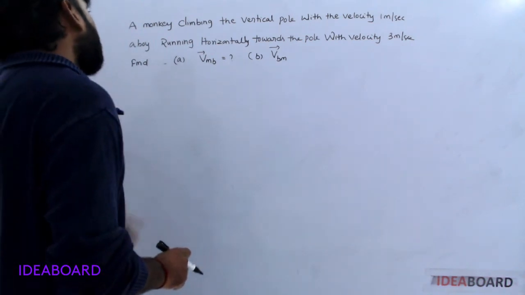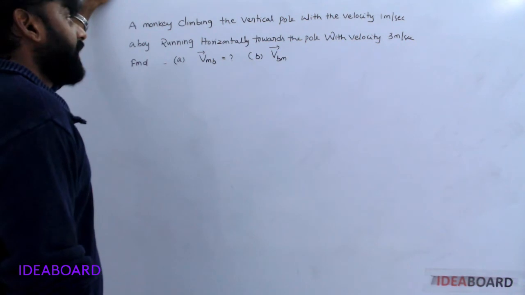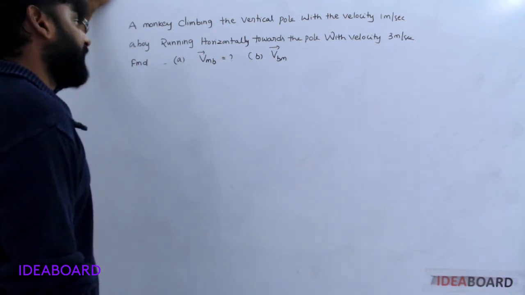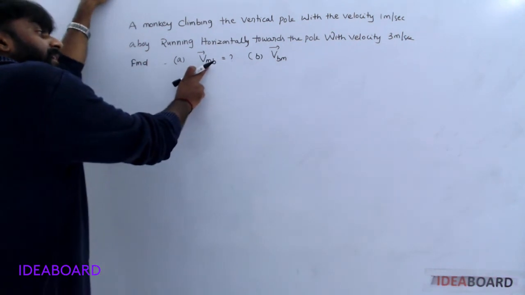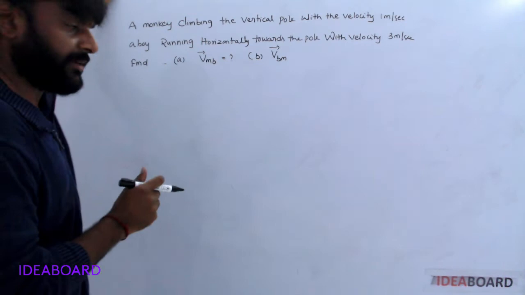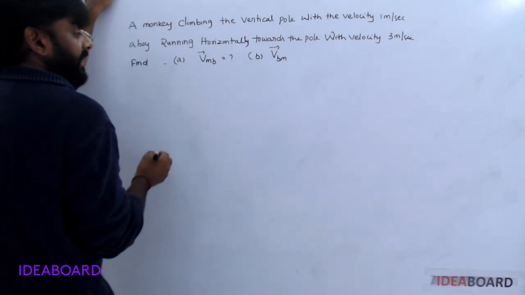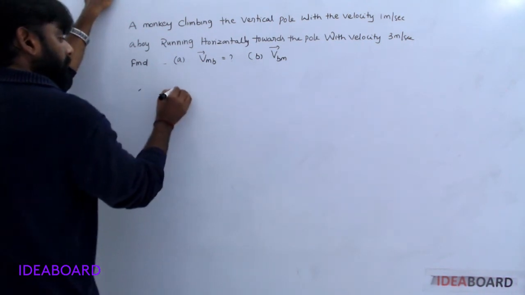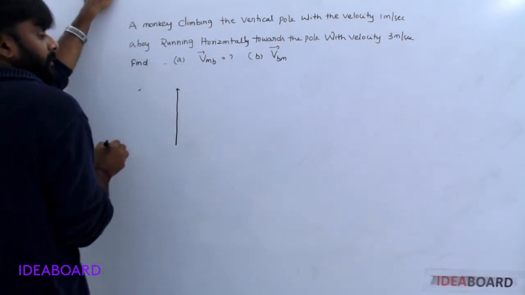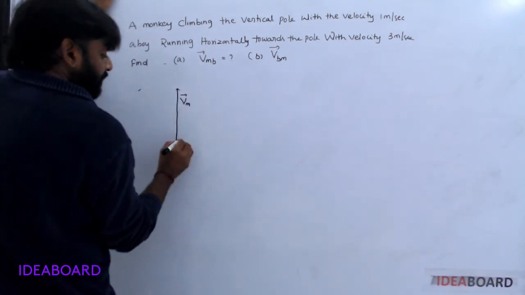See next problem. A monkey climbing the vertical pole with the velocity 1 meter per second. A boy running horizontally towards the pole with velocity 3 meter per second. Find monkey velocity with respect to boy, boy velocity with respect to monkey. First of all, a monkey climbing the vertical pole. For example, it is a vertical pole. Now monkey moving in upward direction.